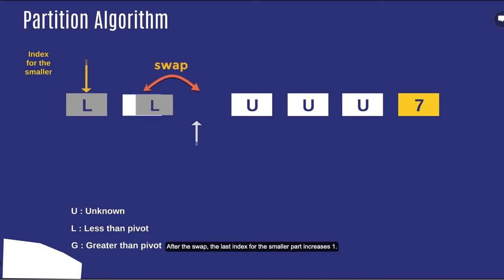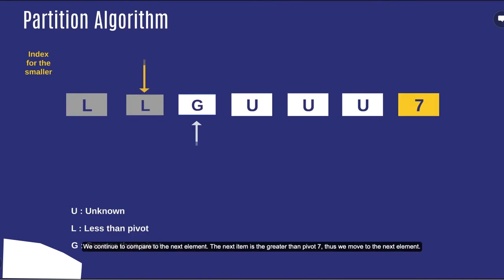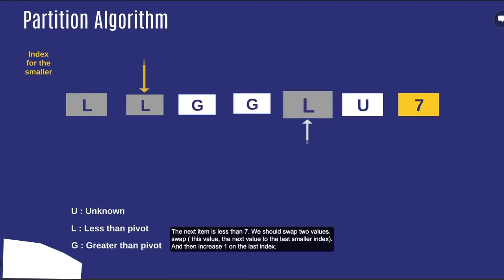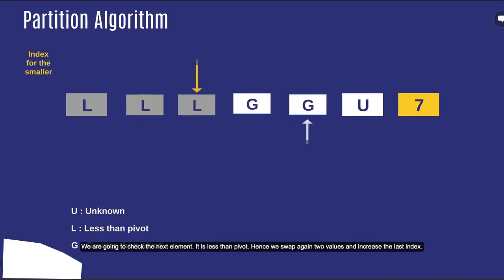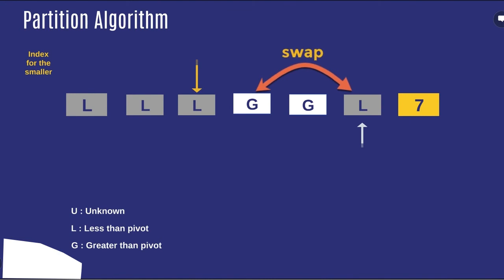After the swap, the last index for the smaller part increases by 1. And we continue to compare the next element. The next item is greater than pivot 7, thus we move to the next element. The next item is smaller than 7, so we swap two values and then increase the last index by 1. We are going to check the next element. It's smaller than the pivot, hence we swap two values again and increase the last index.